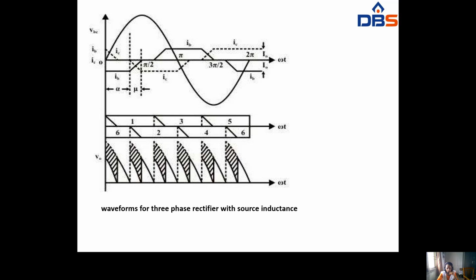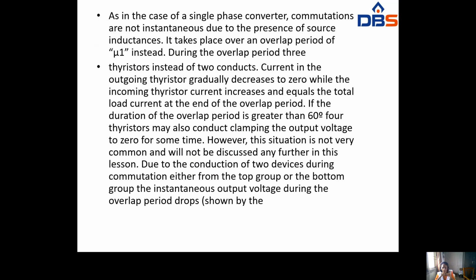So it will be forming ripple. Okay, so continuous mode. Why? Because this is a 6 pulse converter. As in the case of a single phase converter, commutations are not instantaneous due to the presence of source inductance. It takes place over an overlap period of mu instead of 1. During the overlap period, 3 thyristors instead of 2 conduct.